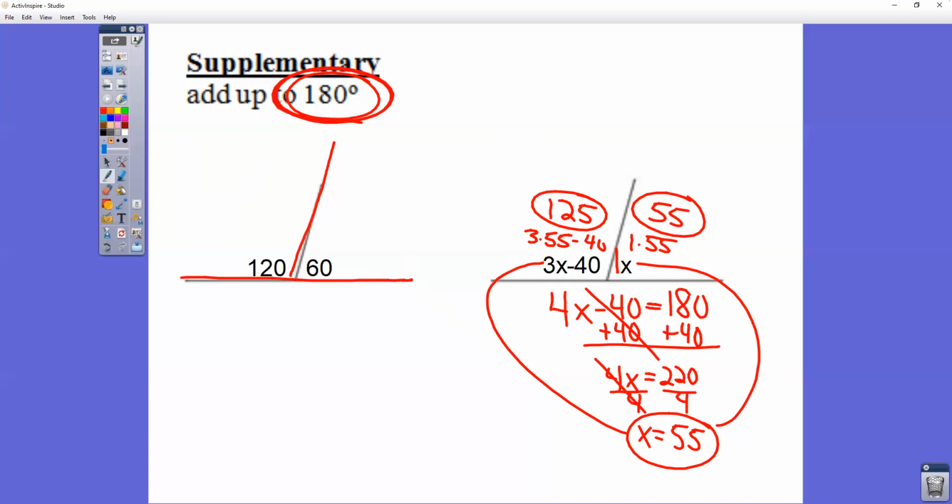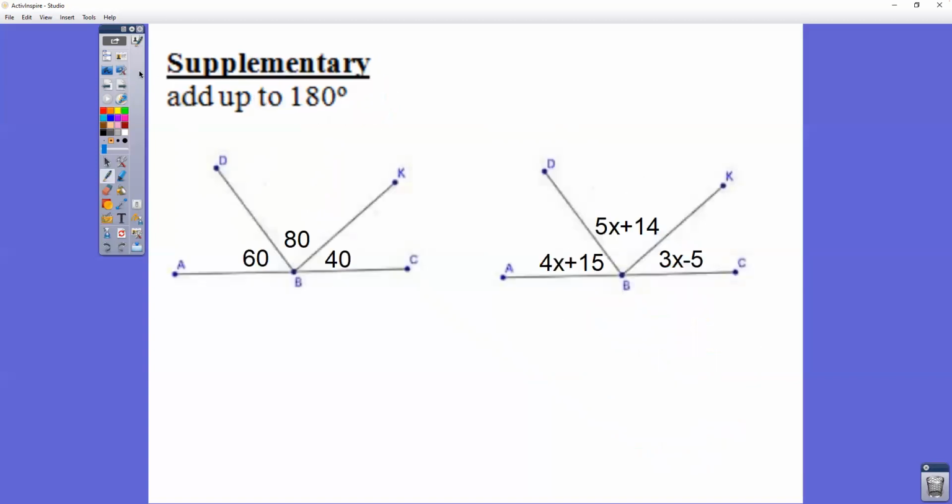Again, you can always double check to make sure that your answer makes sense. 125 plus 55 does give you 180. Now that was supplementary angles divided into 2 pieces. You can also have supplementary angles divided into 3 pieces. So this time we're taking that straight angle and dividing it into 3 pieces instead.